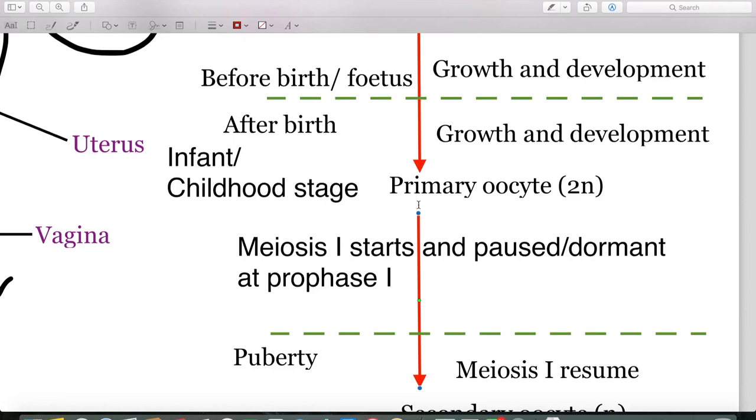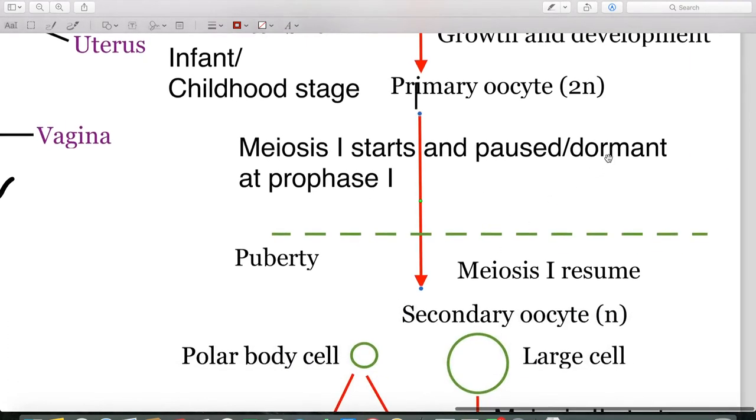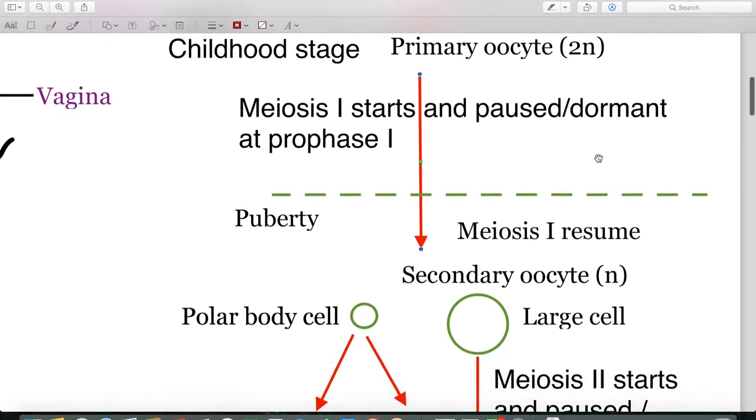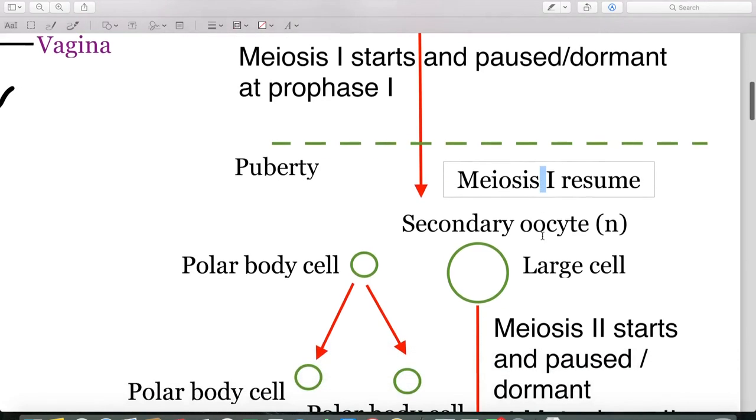However, the moment it starts meiosis 1 and reaches the prophase 1 stage, the cell becomes dormant. The process of meiosis is paused at prophase 1. The cell becomes dormant for a long period of time. Remember that. How long? Until the girl reaches puberty. That means at the age of 11 or 12 years old, when the girl is reaching puberty, meiosis 1 resumes again and it produces two important cells.